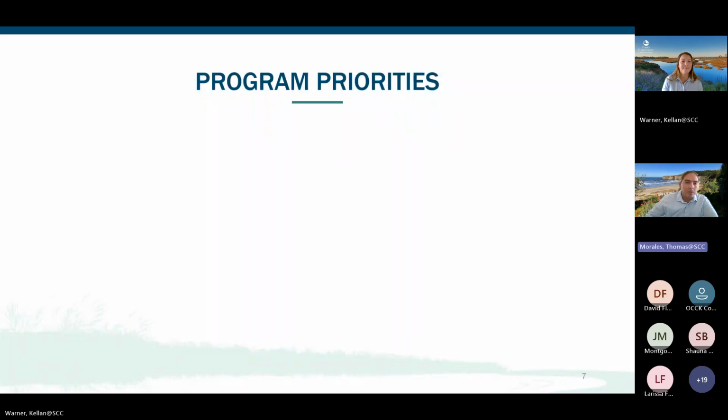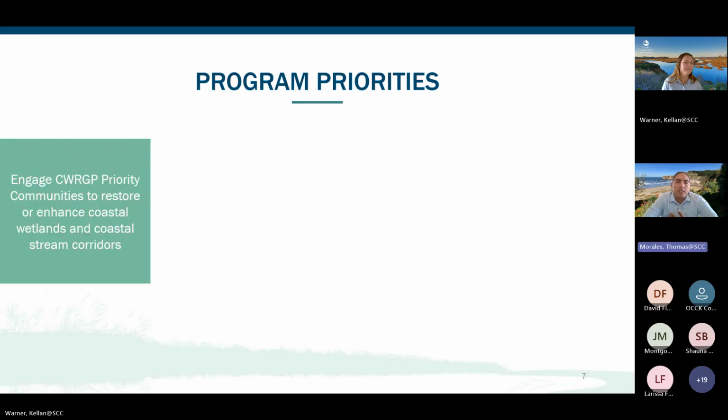Moving on to program priorities. The revisioning process led to there being a total of 4 CWRG priorities. The first is to engage CWRG priority communities to restore or enhance coastal wetlands and coastal stream corridors. These priority communities include, but are not limited to, lower income individuals and households, people with disabilities, Black, Indigenous, people of color, immigrant communities, and other historically marginalized communities.